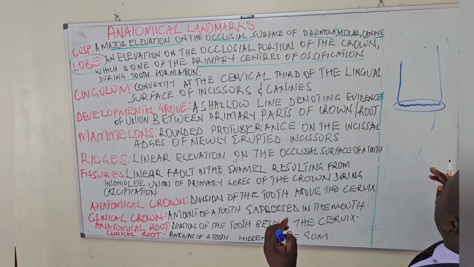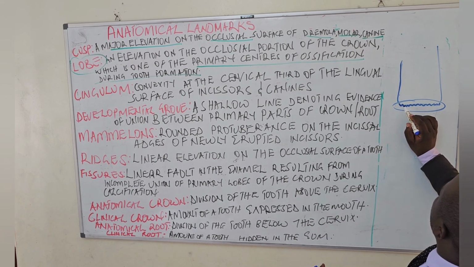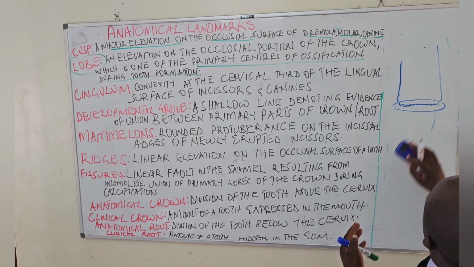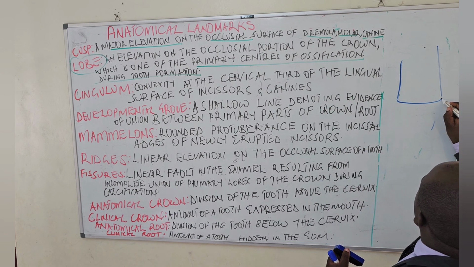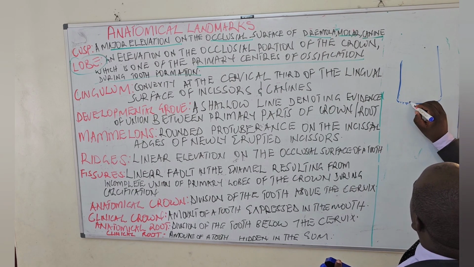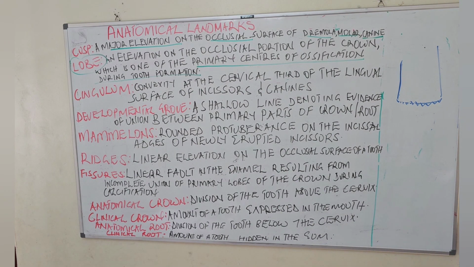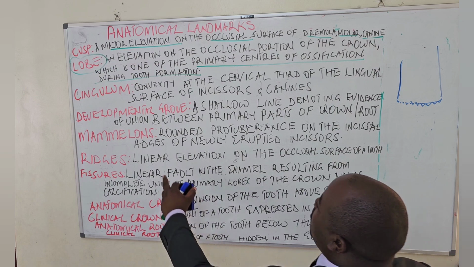But due to occlusion, due to biting, the mamelons will soon after wear away. So it is only found in newly erupted incisors, but after that they will go away due to friction.